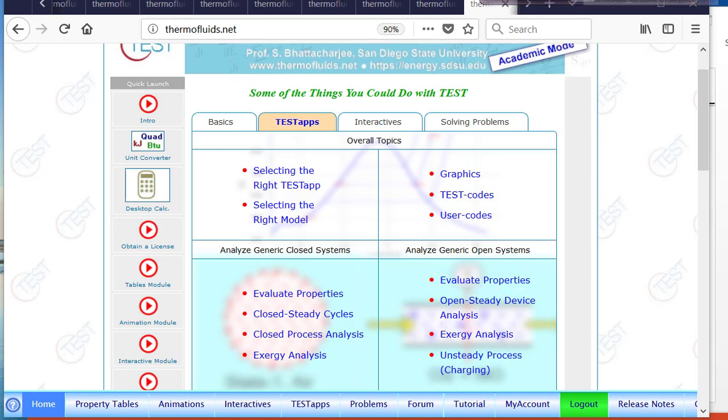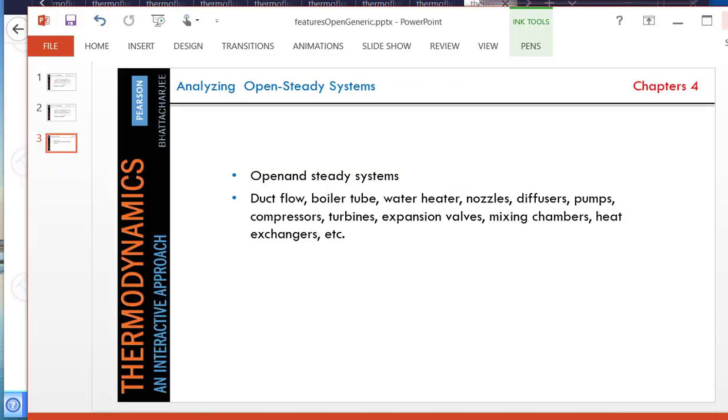Okay, so let's begin by understanding what we mean by open and steady systems. When a system is open, it means mass flow in and out is allowed, and examples of such systems can be plenty. And steady means at a given point the state doesn't change with time. Examples are duct flow, boiler tube, water heater, nozzles, diffusers, pumps, tons of examples. These are examples of single flow open steady state systems. That is, there's one flow going through these devices.